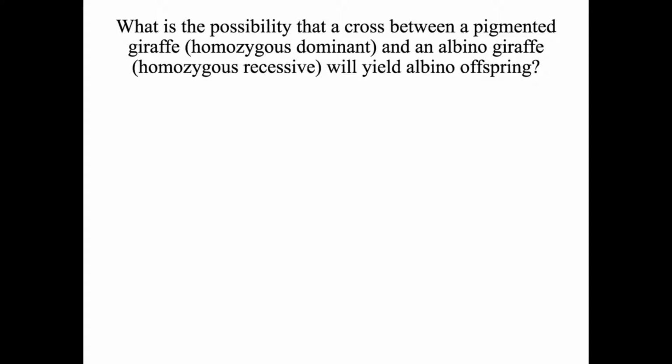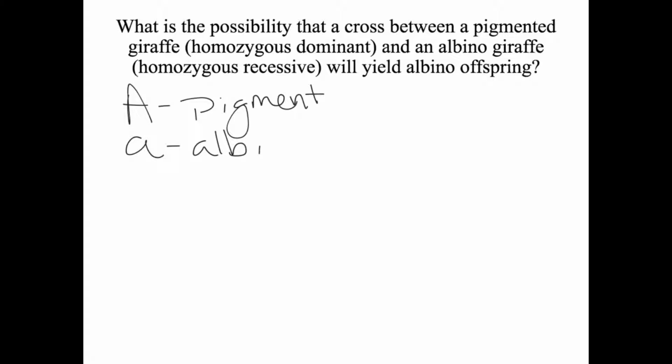This second problem is very similar to the first. So we're talking about pigmentation versus albino. Okay, so a pigmented giraffe, let's use big A for pigmentation, and we'll use little a for albino. So albino is the recessive allele, or a recessive trait.